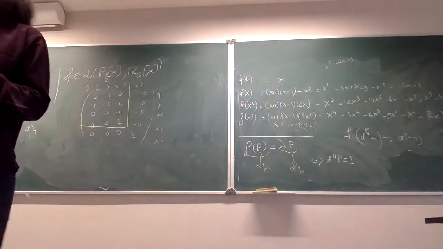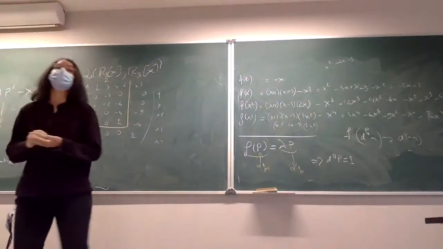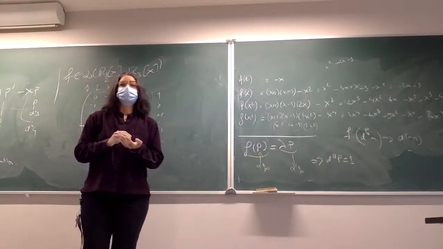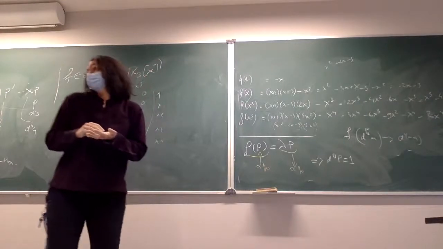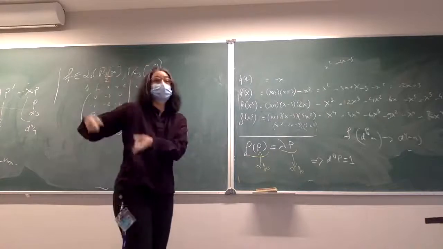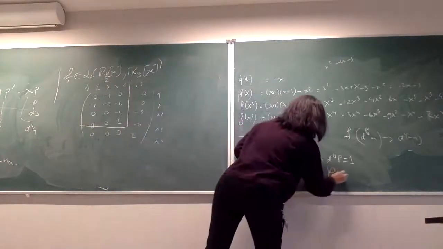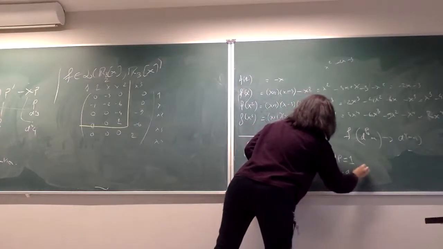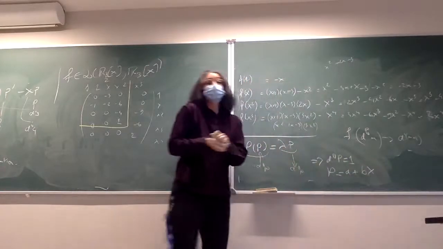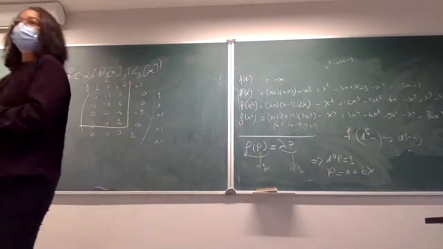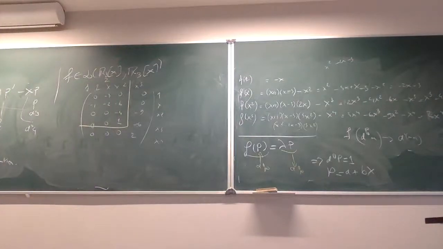Okay? So if P has degree 1, what should it be written as? It's a constant plus a first degree term. So it means that P should be written as A plus Bx. Okay? So how can I find the A and B now?